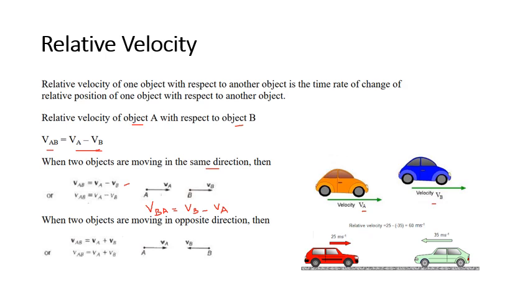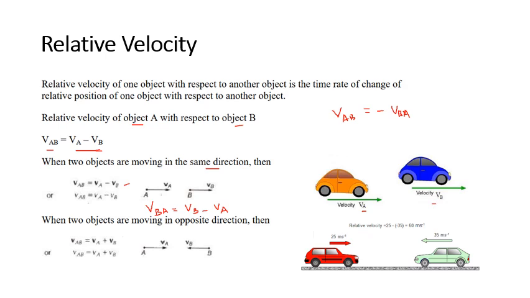Is that clear? And how will you relate both? What is the relationship? VAB equal to minus VBA. So we are just comparing both the velocities. Hope you understand this relative velocity. What do you mean by relative velocity? Relative velocity of one object with respect to another object is the time rate of change of relative position of one object with respect to the other object.